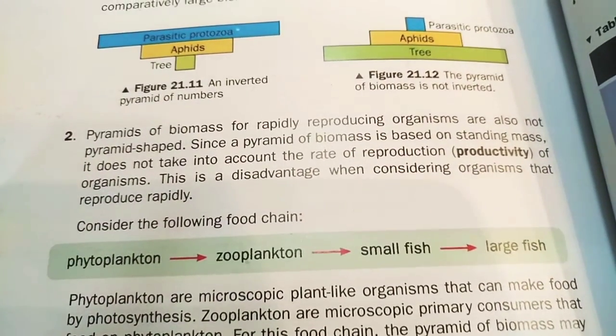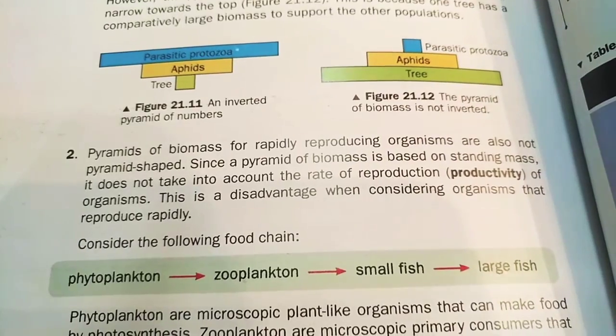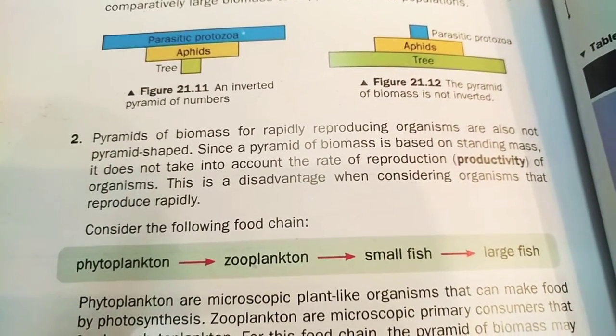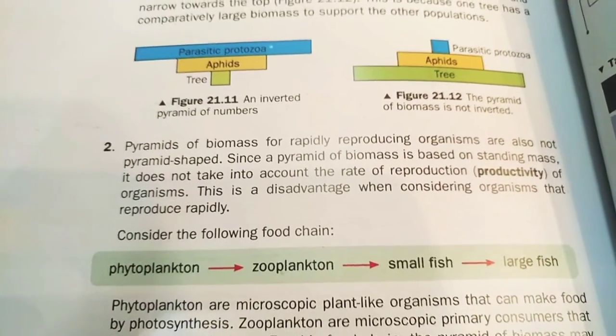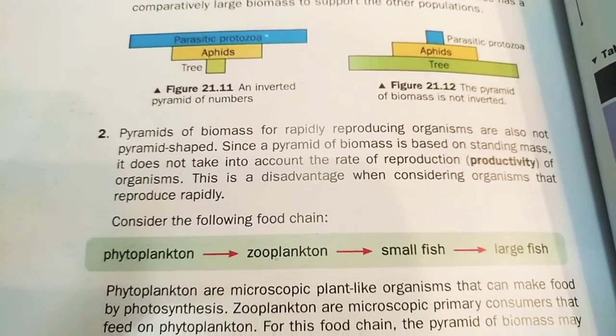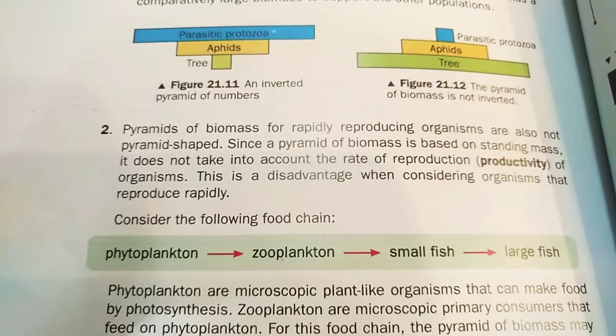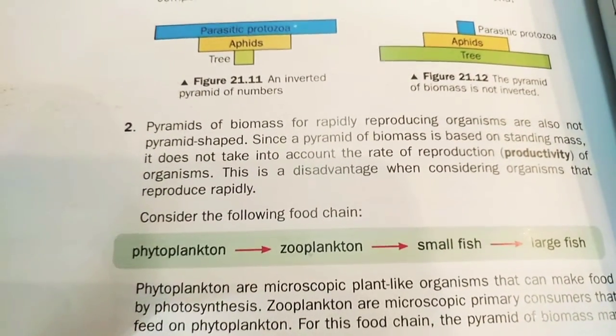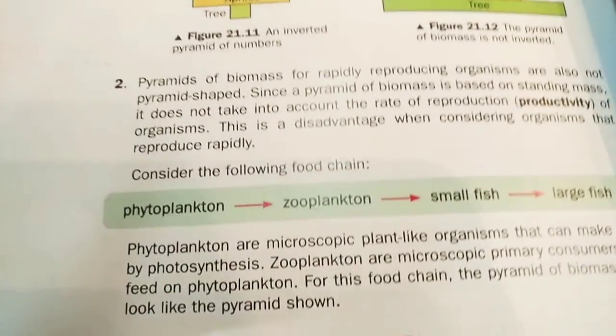This is a disadvantage when considering organisms that reproduce rapidly, like all the small animals. Their reproduction span is very short. They take fewer days to reproduce as compared to all the big, tall animals. So definitely it is a very important point to consider here.